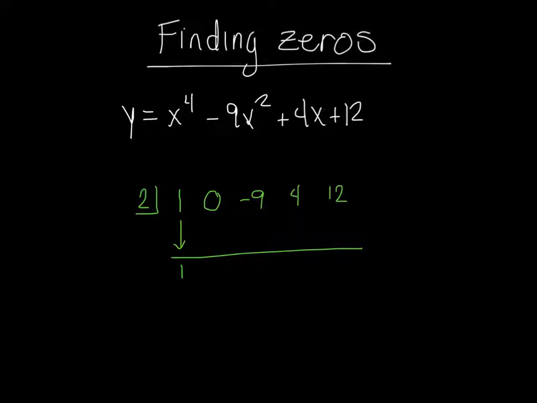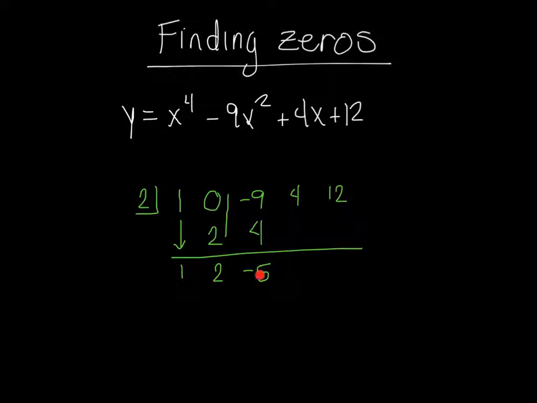Then I take that 2, and I take 2 times the 1, which gives me 2, and I put that answer underneath the 0. Now I'm going to add these two together. So 0 plus 2 is 2. Then I take the 2 times the 2 and I put my answer here. So I'm going to put a 4 there. Then I add these two together and I get -5. Put that underneath.